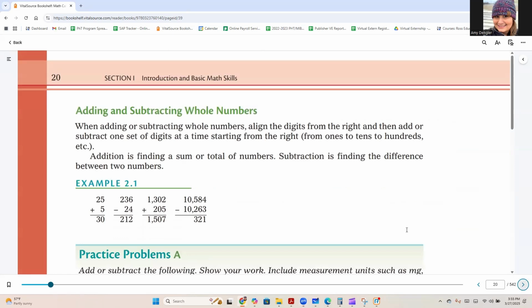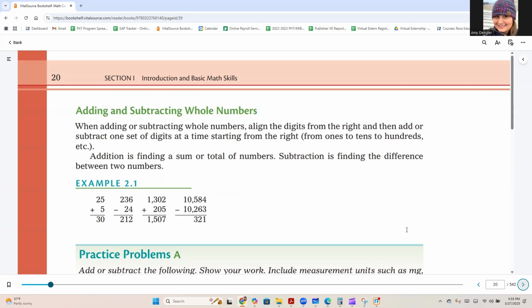When adding or subtracting whole numbers, align the digits from the right and then add or subtract one set of digits at a time, starting from the right, from ones to tens to hundreds, etc. Addition is finding a sum or total of numbers. Subtraction is finding the difference between two numbers.